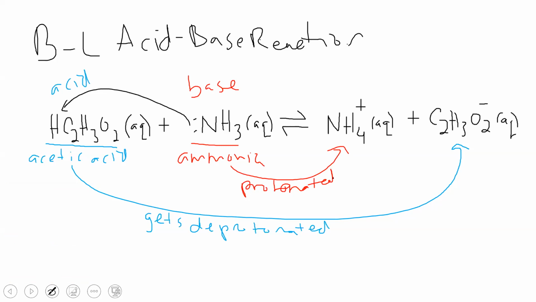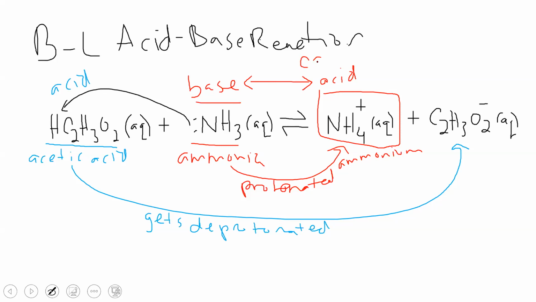And when it gains a proton, this product, this ammonium, is in itself an acid. We'll look at that in a second. But basically, these two things are related to each other. So you have a base, and the acid that forms when that base gets protonated is called the conjugate acid. So that's the conjugate acid there.